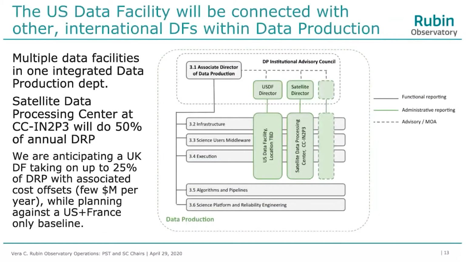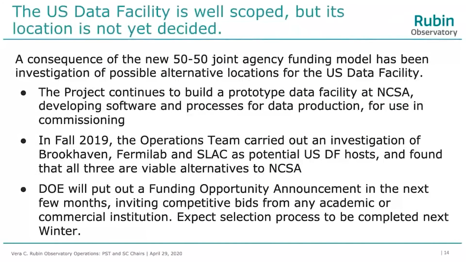Okay, so the US data facility, I said its location was not yet decided. That's true. It is well scoped though. We do know what it has to do. We just don't yet know where it's going to be. Why don't we know where it's going to be? Well, this is a consequence of this still somewhat new 50-50 joint agency funding model. That prompted some investigation of possible alternative locations for the US data facility. So in construction, they're building what we can think of as a prototype data facility at NCSA. This is the set of computers and people that will develop the processes for data production and then use them in commissioning.